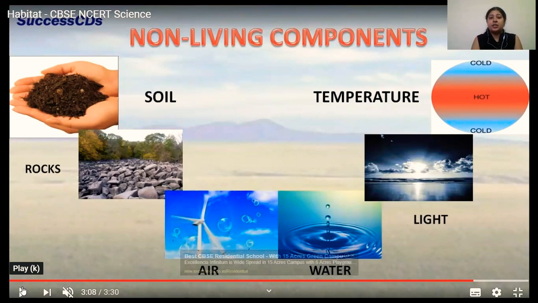They are affecting our growth. How much is the temperature? How much sunlight are we getting? How is the air quality? How much water are we getting? So all these affect the growth and development of living organisms. And if you notice, soil, rock, air, water, light, temperature, all these are the non-living components of the environment. The non-living components of the environment are known as the abiotic components of the environment.